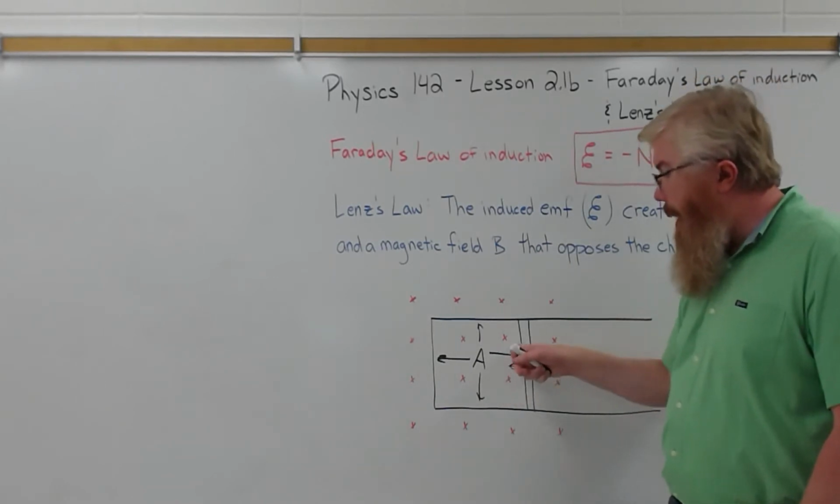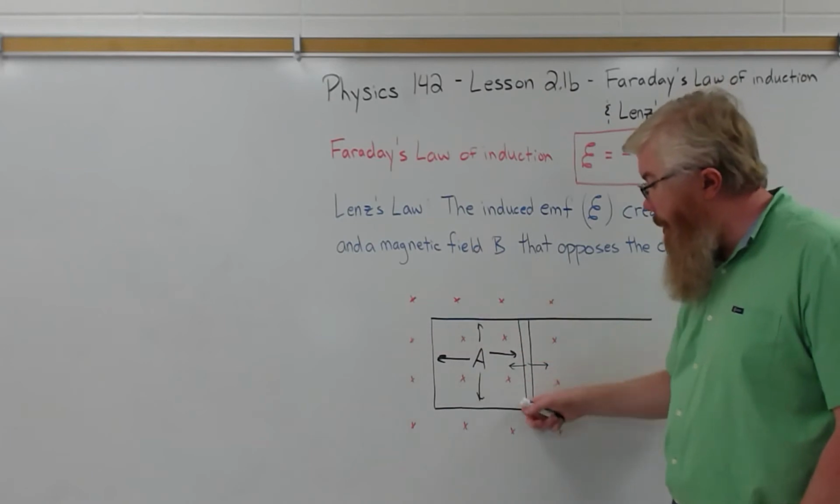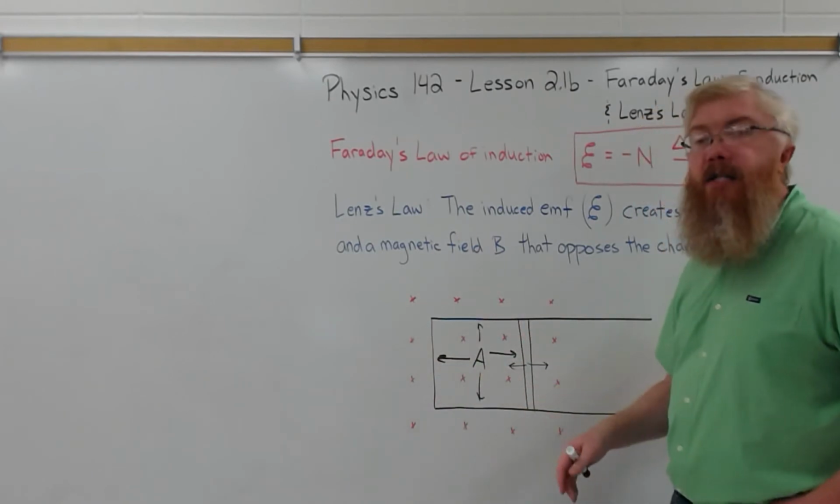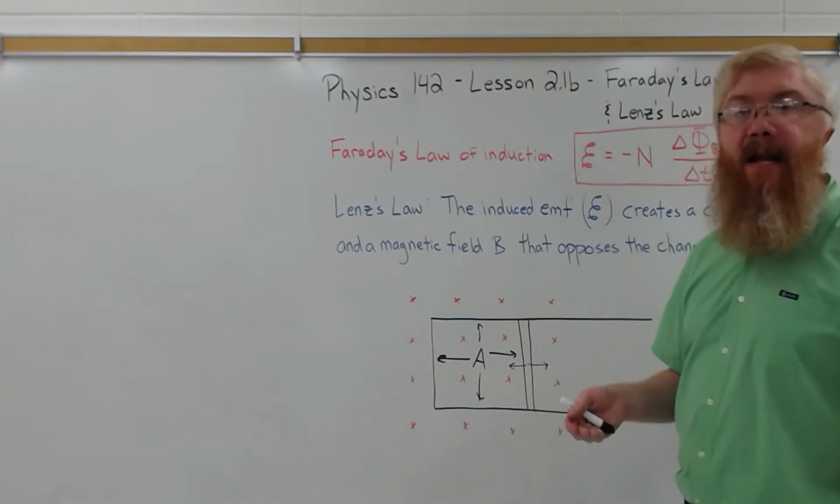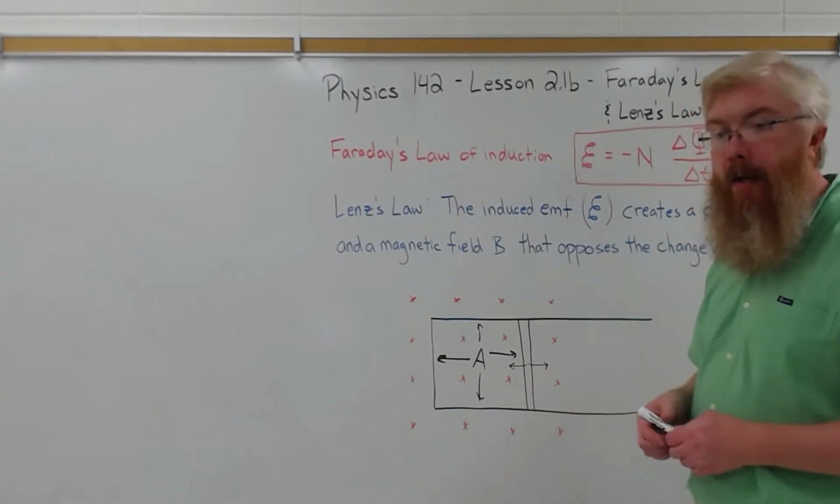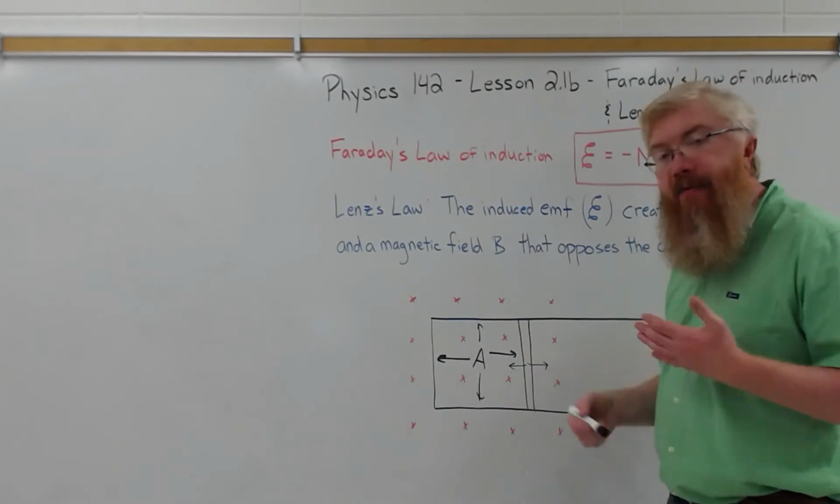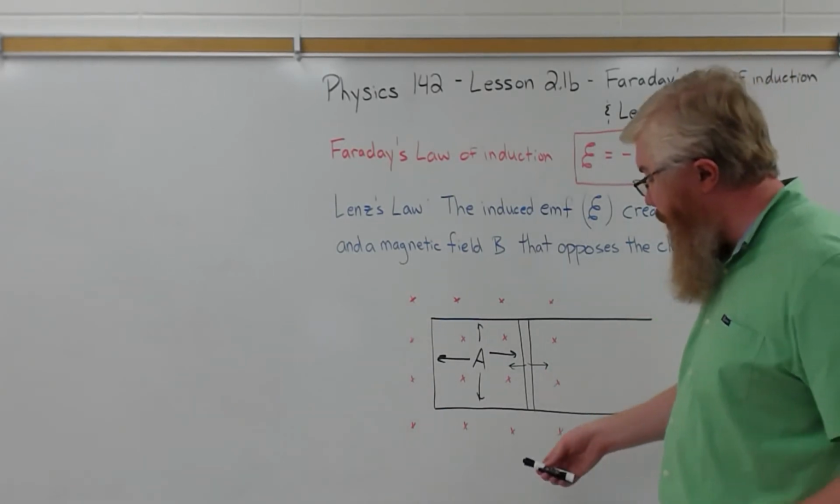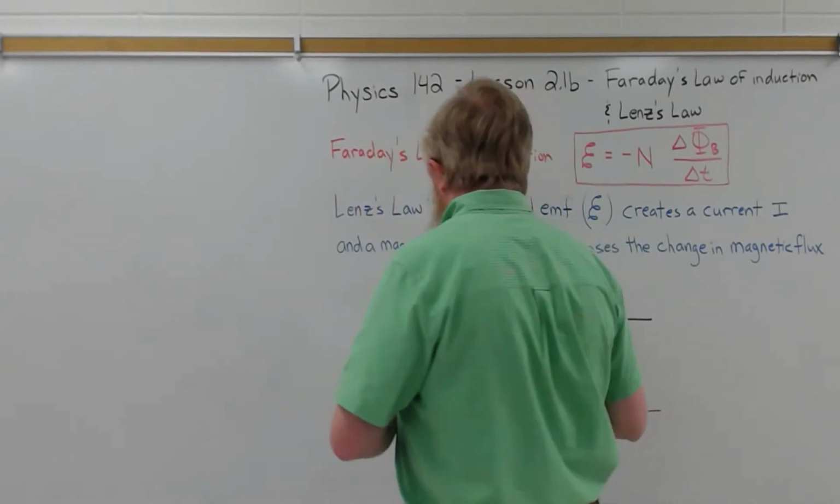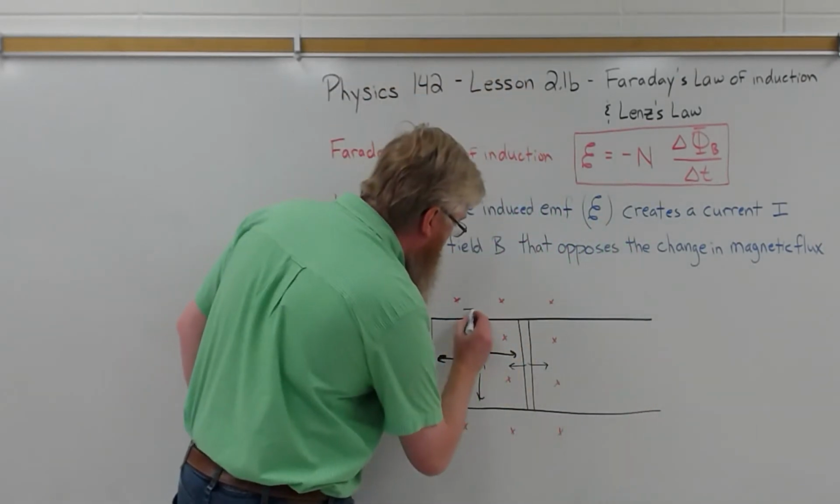So a current will appear around this loop of wire to prevent that from happening, to try to stop the magnetic flux from increasing. So what way does that loop have to appear, the current have to appear in order to prevent the magnetic flux from increasing? Well, the answer is actually clockwise, and I'll explain why in a bit.